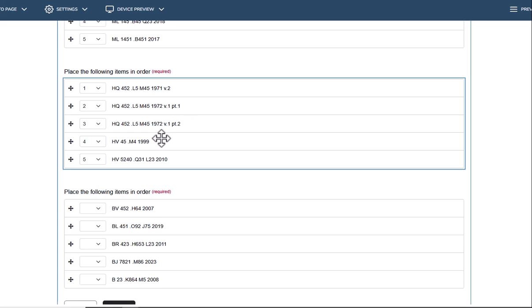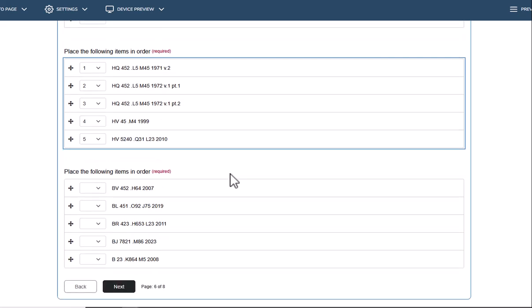Now we're going on to the HVs. This part is a little bit easier. So we have 2 HVs, but then we move on to that subject number, this whole number, and we see that 45 is way less than 5,240. So we're going to keep it just like that.